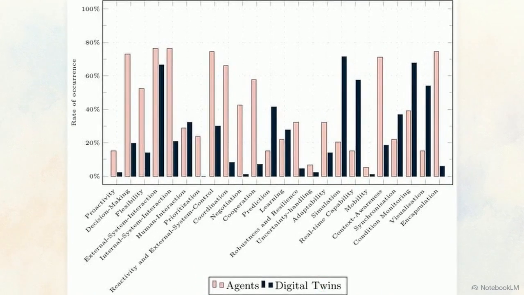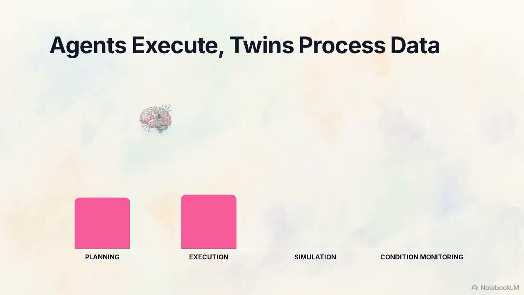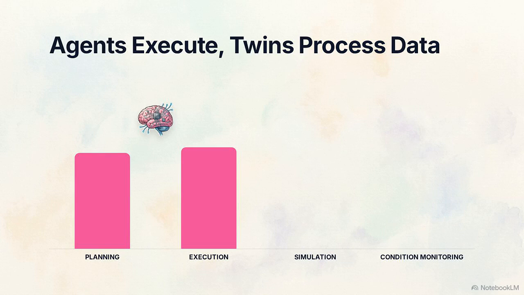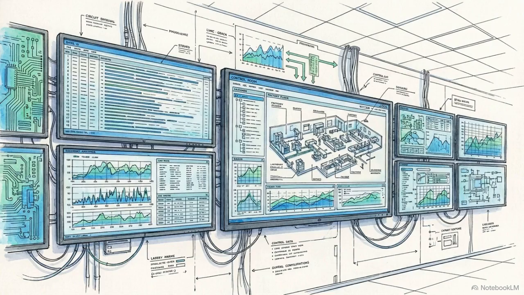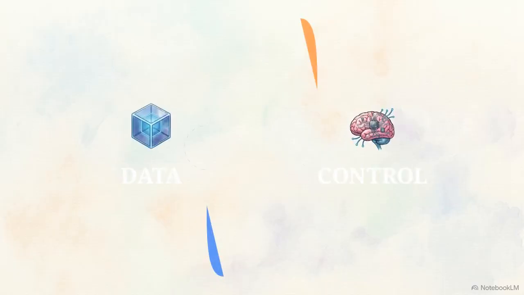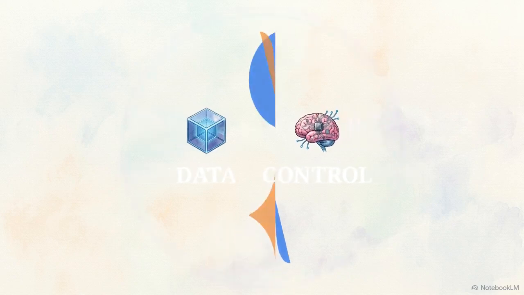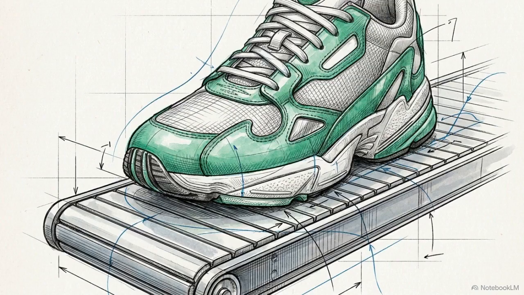Notice the left side, where the pale pink bars show agents dominating in tasks like decision-making, coordination, and negotiation. The data proves that agents are primarily used for the collaborative planning and physical execution of the production process. Now look at the right side of the chart. The dark blue bars show where digital twins excel, things like simulation and condition monitoring. This confirms that twins are strictly applied to monitor resources and process the massive flow of information. The divide is clear. Digital twins own the information, while software agents own the execution. They fit together like two halves of a complete system.